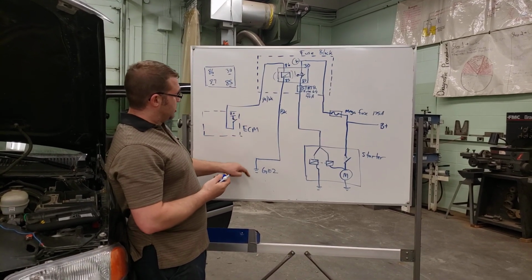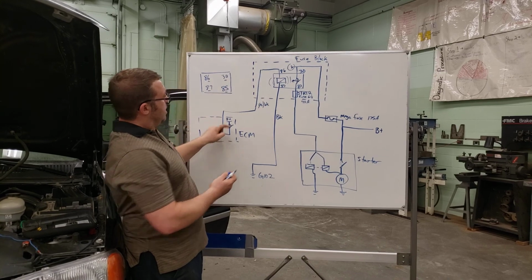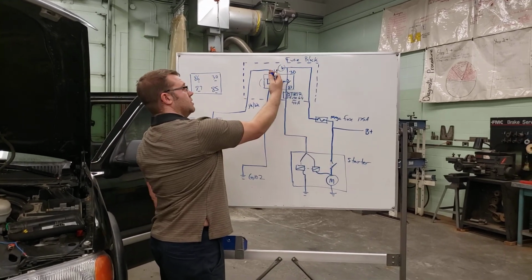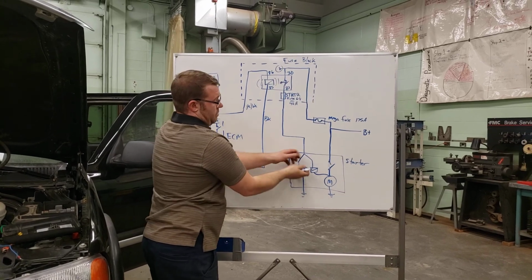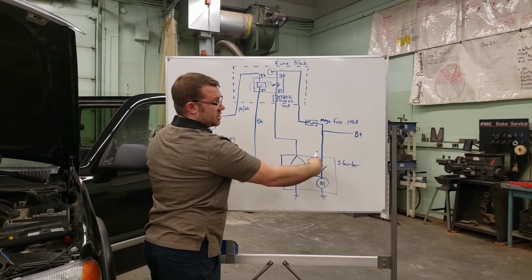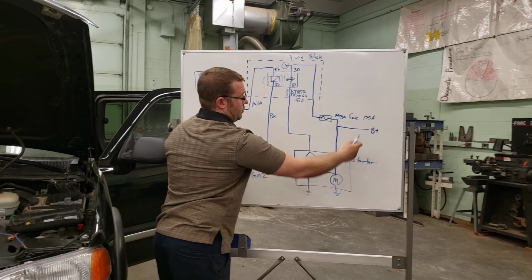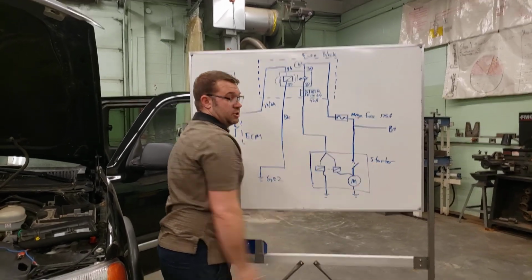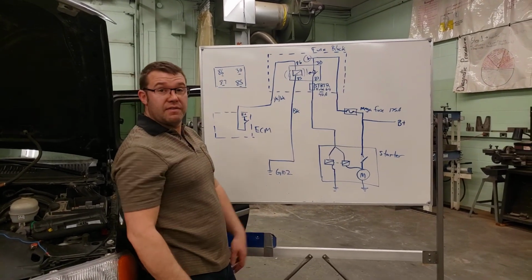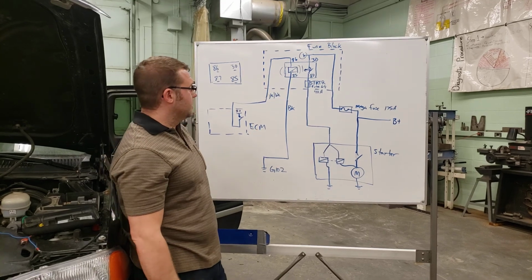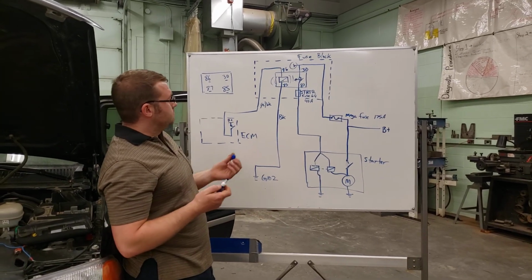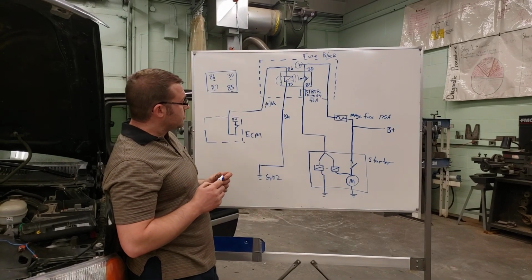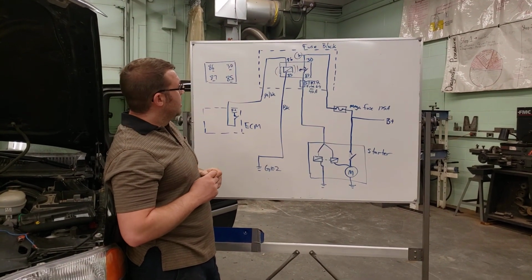ECM closes switch. Current flows through here, builds up magnetism, sucks this closed, allows current to flow through here, builds up magnetism, sucks this closed, allows current to flow through here, turns motor, engages starter. Okay? And that all happens like that. Okay, so that's how the system basically works.